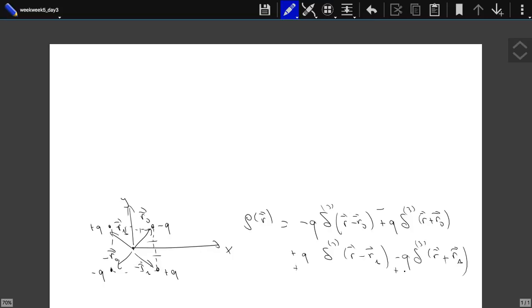Do you insist on your signs or his signs? No, I'm saying it's correct now. Okay, so this is minus, and these are both pluses. Well, we have minus Q charges at plus R0 and minus R0, and plus Q charges at R1 and minus R1.